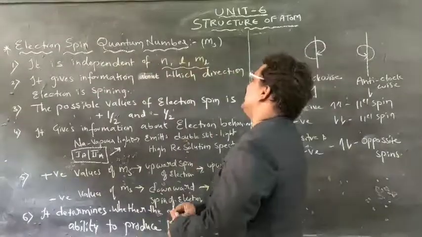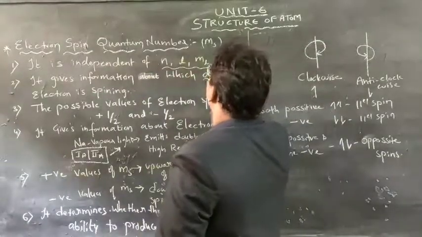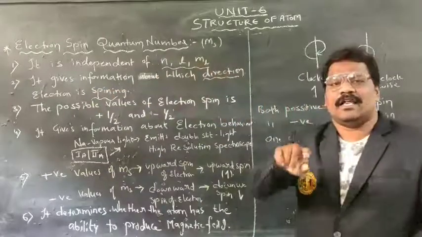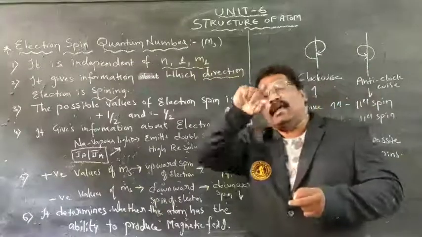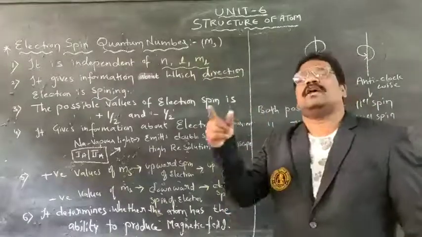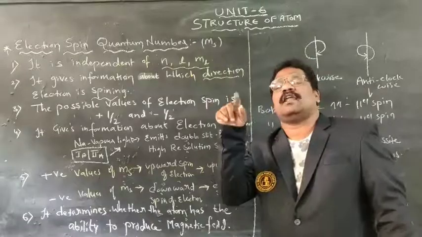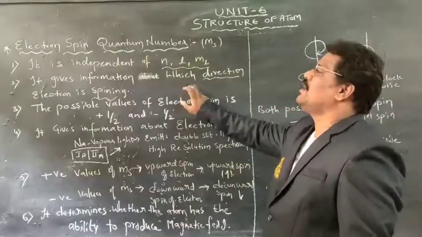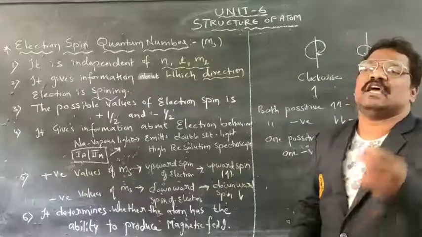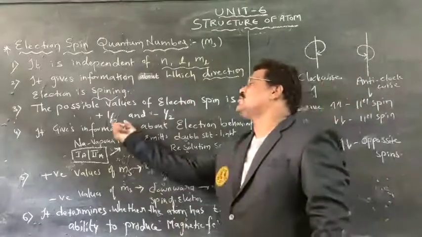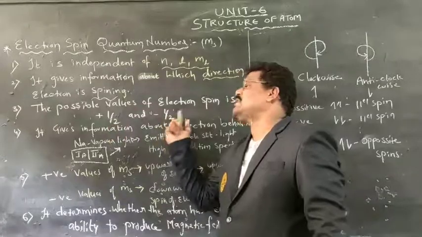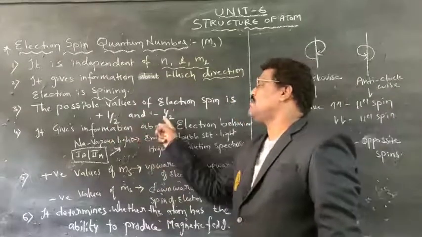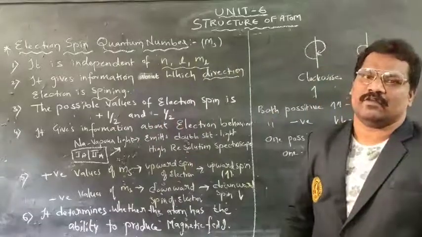It gives information about in which direction the electron is spinning within an orbital. In which direction the electron is spinning can be identified by this particular spin quantum number, which has possible values of plus half and, the other one, minus half. We can give those values.